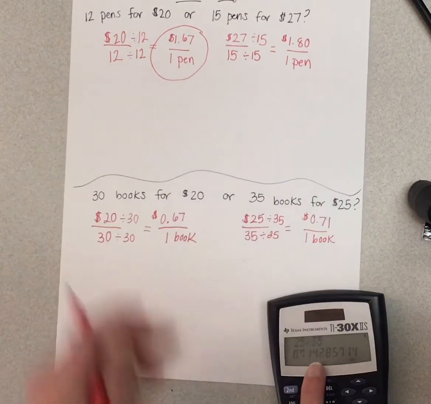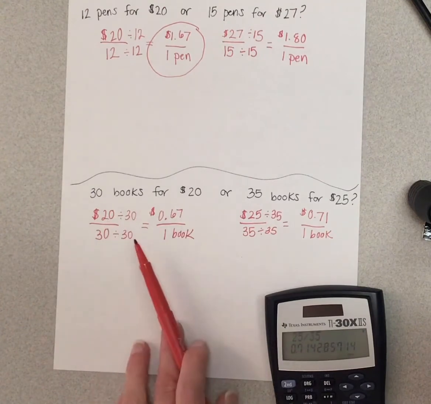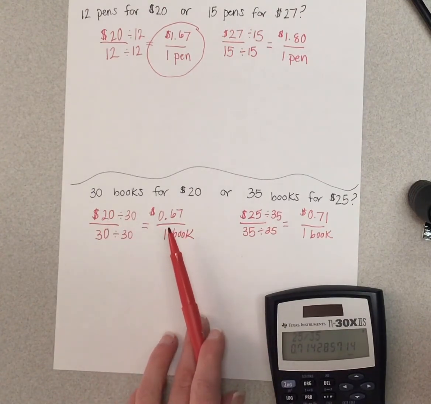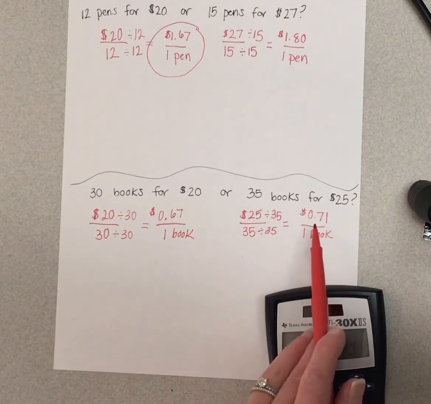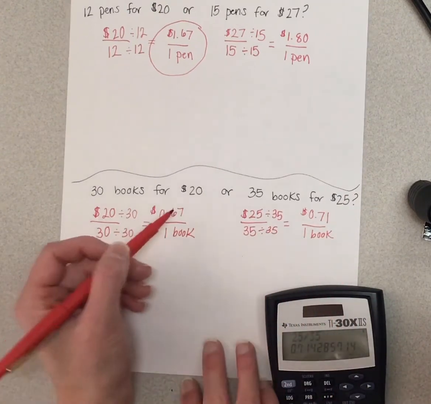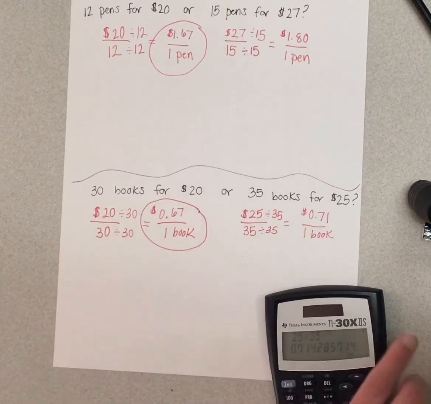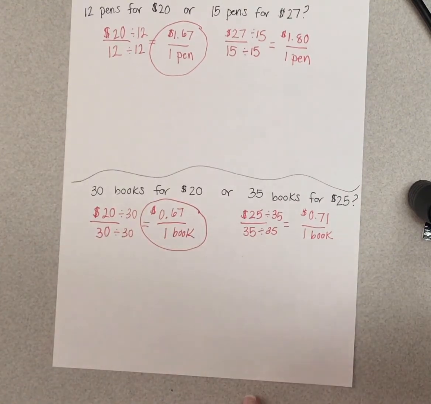So let's look at our unit rates here. The 30 books for $20 had a unit rate of 67 cents. My 35 books for $25 had a unit rate of 71 cents. So my 30 books for $20, that was my better unit rate. So that is my better choice for my buy.